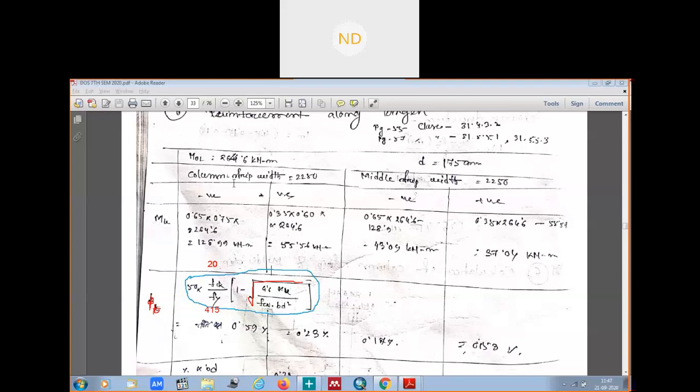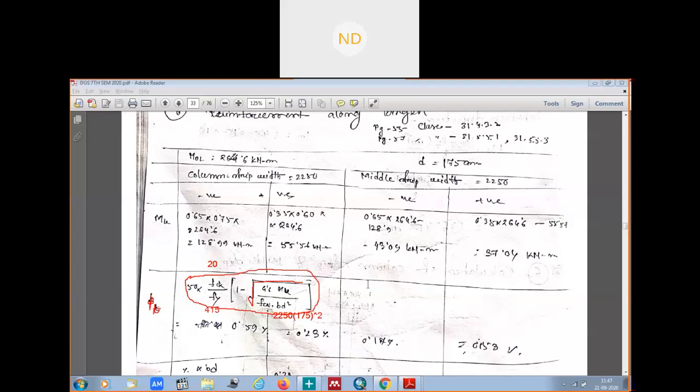And then what is your b? The width is written here already for the column strip. For the negative moment, your column strip width is 2250. So this will be 2250 right here. b is this much, and your d is the effective depth, 175 whole square. That is bd square. Mu we already know, Mu is this one, 128.99 kilonewton meter. So in this way, if you calculate the values, you will get the percentage of steel required for the negative moment.